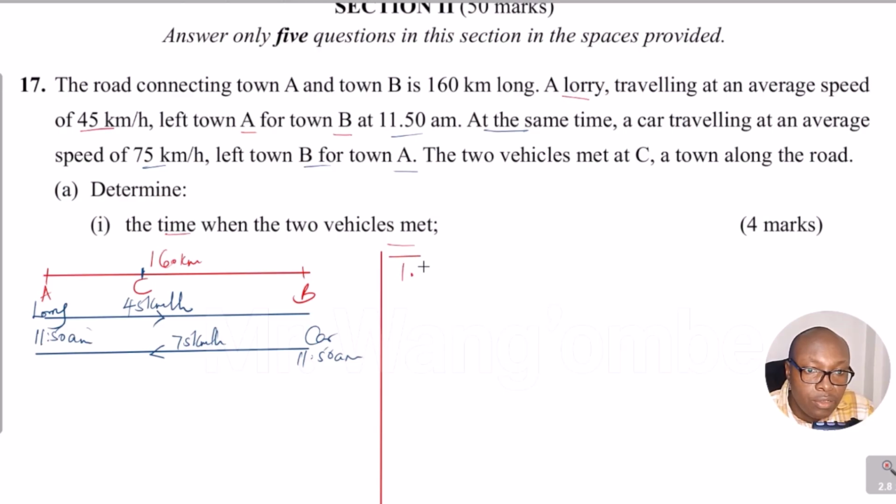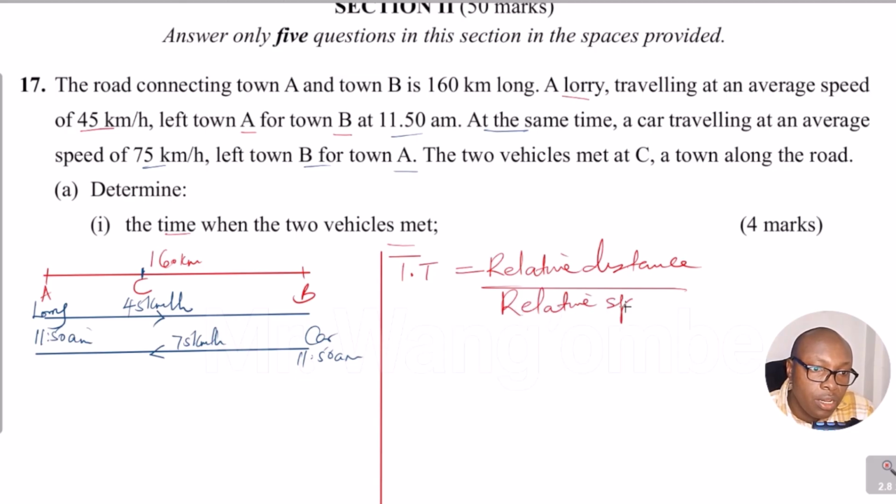So time taken to meet is given by, when you have two bodies moving together, either in the same direction or maybe in the opposite direction, you have to get the relative distance. That is the distance between them. Then we divide by the relative speed. That is how we get the time taken to meet. You know how we calculate time. Time, you get it by distance divided by speed. But now you're using the relative distance. That is distance between them.